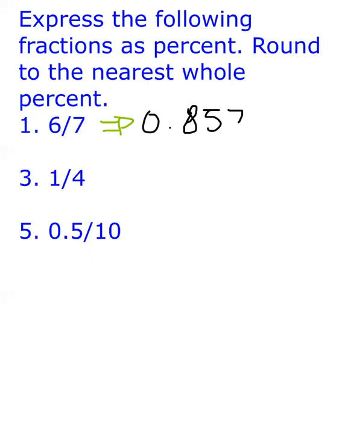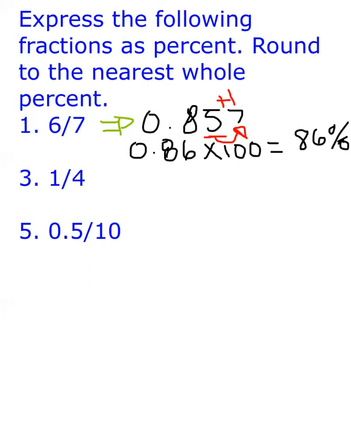So we're gonna look at our 5, and the next number next to it is a 7. So we know that we're gonna increase that 5 by 1. So then we get 0.86, and we're gonna multiply that by 100, because remember, we want a percent. So anytime we want a percent, we multiply by 100. So 0.86 times 100 gives us 86%.